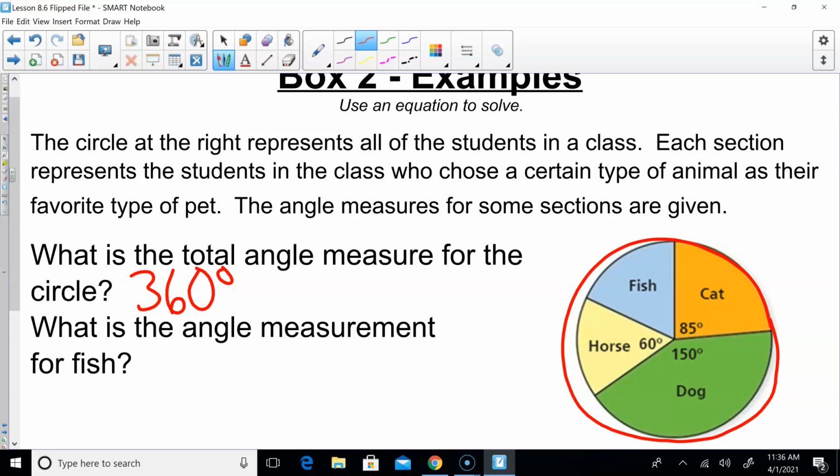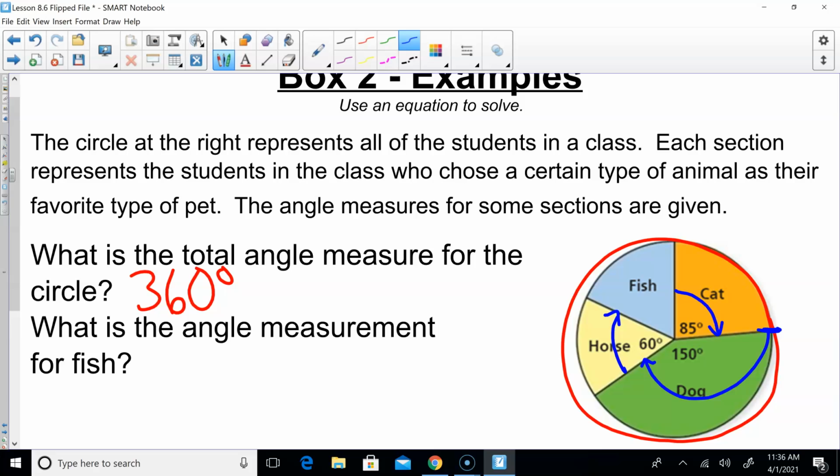So I'm just going to work my way backwards because a circle is round, so we can go either way. So I know if we start right here, and this is our mark, and we go from here to here, well, we know that dog is 150. And we know from here to here is 60. And then we know from here to here is 85. So we know 3 of the 4 parts of the circle. So what does that mean? How would we solve this?